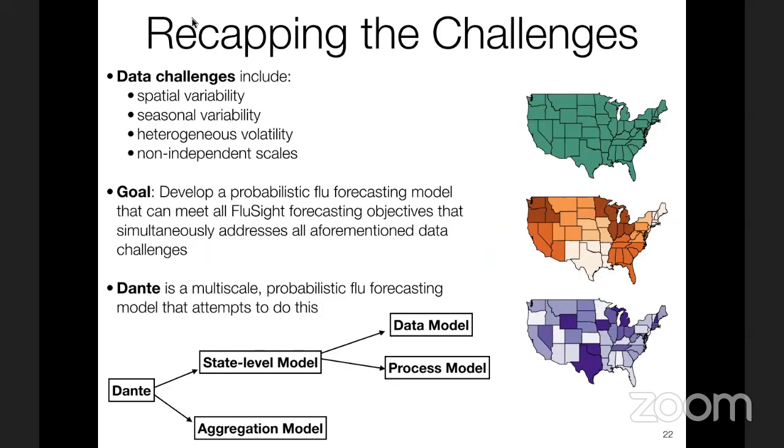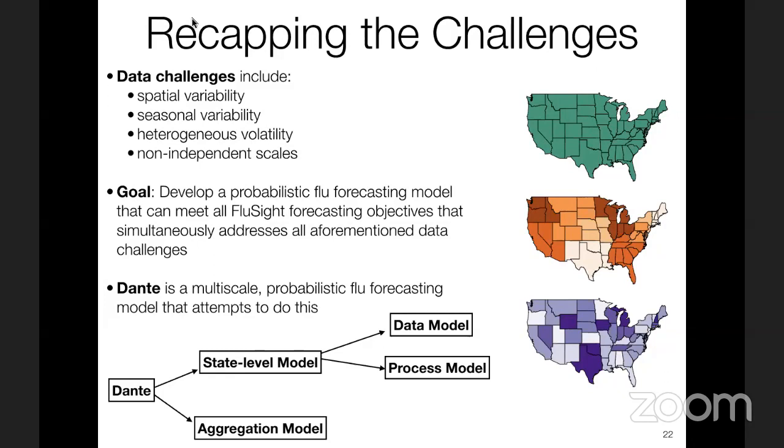So, recapping some of these challenges before we get into the actual modeling of Dante. We have this spatial variability and seasonal variability. We have this heterogeneous volatility that we're going to want to address, and we have these non-independent scales. So the goal of this work is to develop a probabilistic flu forecasting model that can meet all of the flu forecasting objectives while simultaneously addressing all of these aforementioned data challenges. And so Dante is a multi-scale probabilistic flu forecasting model that attempts to do this. The diagram at the bottom here is a useful conceptual organizational device to understand how Dante is decomposed.